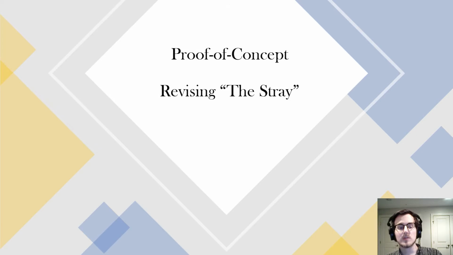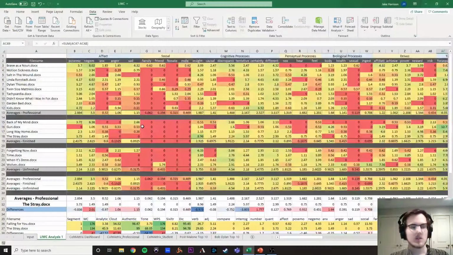So I'm going to show the tool and run through a proof of concept for how we might produce revisions for a song that I worked on with one of my songwriting partners that she's been in the revision process with, called The Stray. So this is what LIWC output looks like.